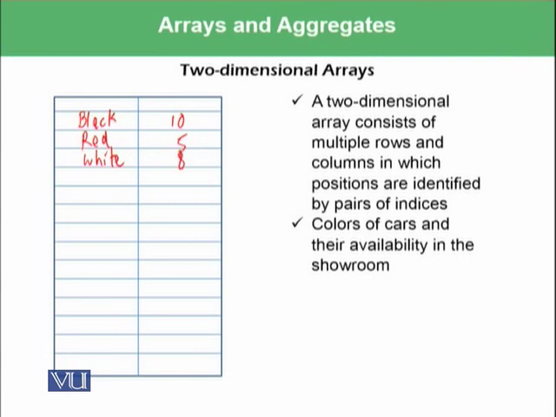So this means one dimension of such an array index is telling you the colors for which you want to store, and the second dimension is telling you the quantity which is available to us. So a two-dimensional array contains multiple columns. Similarly, we could have three-dimensional and four-dimensional arrays, which could have more columns as compared to two-dimensional arrays.